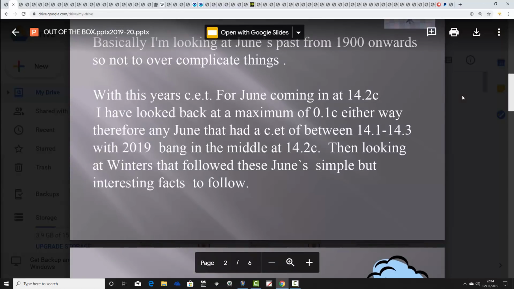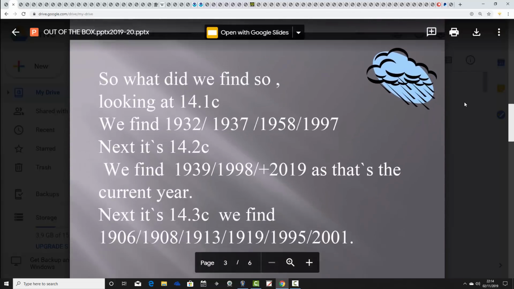Richard continues with this year's CET for June, that's Central England Temperature, of course, coming in at 14.2 Celsius. I have looked back at a maximum of 0.1 degrees either way. Therefore, any June that had a CET of between 14.1 and 14.3, with June 2019 bang in the middle of that range at 14.2. Then looking at winters that follow those Junes, simple but interesting facts to follow.